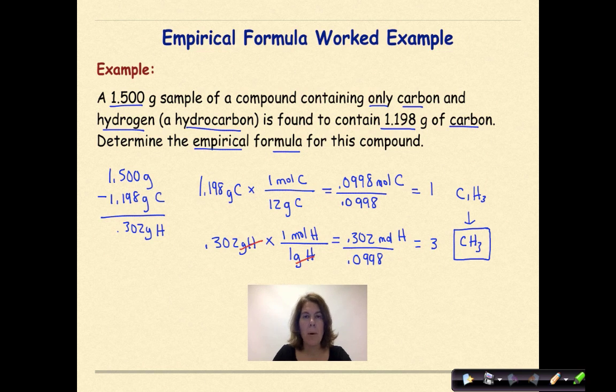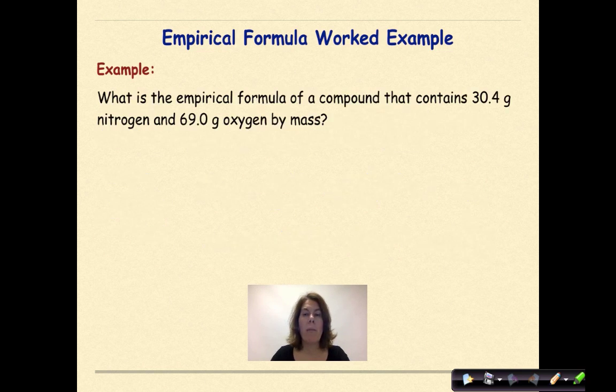Let's look at another example. What is the empirical formula of a compound that contains 30.4 grams of nitrogen and 69 grams of oxygen by mass? Fine, in this case, we don't have a total sample. They just give us our masses of our elements. So step 1, convert to moles.